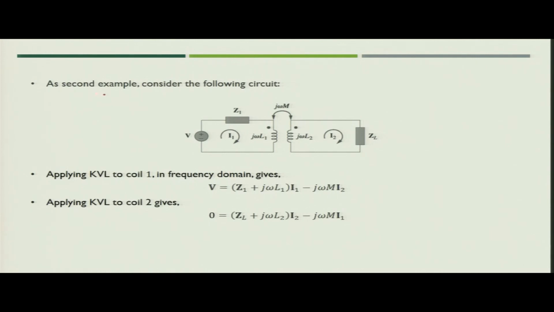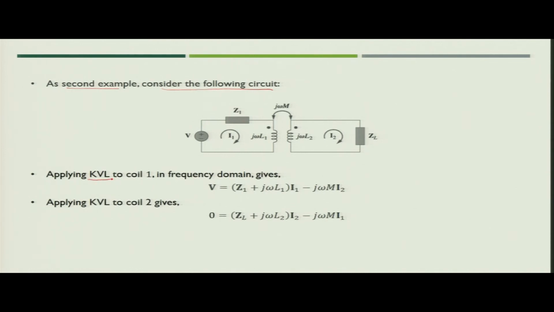Now, let us take another example, where we consider the circuit as shown in the figure. Here, in the first part of the circuit we have voltage V connected, while in the second part we have a load, ZL, connected. So, how will we write the loop equations for both of the legs?